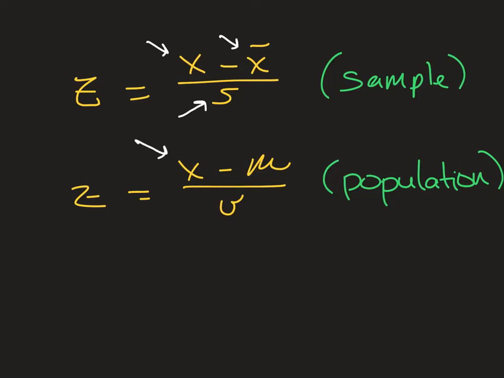You take the data value from the population, subtract the mu, which is the population mean, and divide it by baby sigma, which is the population standard deviation. So really the formulas are exactly the same. It's always x minus the mean over standard deviation. X minus the mean over standard deviation. I might write a song about that.